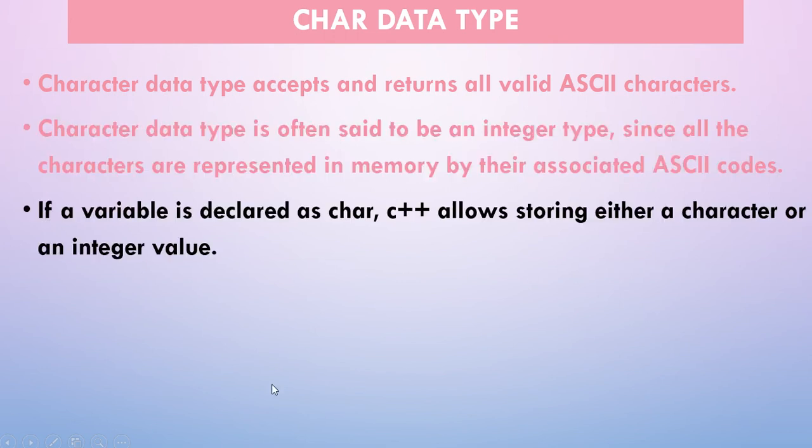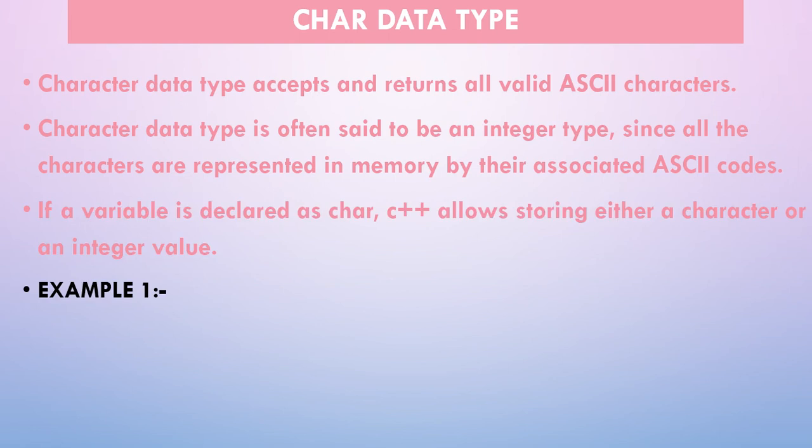So if a variable is declared as a character, it allows storing either a character or an integer value. Remember well: in the integer data type you can store only integer data. In char, we can actually call it an integer type, because the ASCII value of each character is an integer, so it is stored as an integer value. Sometimes it is stored as a character also. So we can declare either a character or an integer value as the character data type.